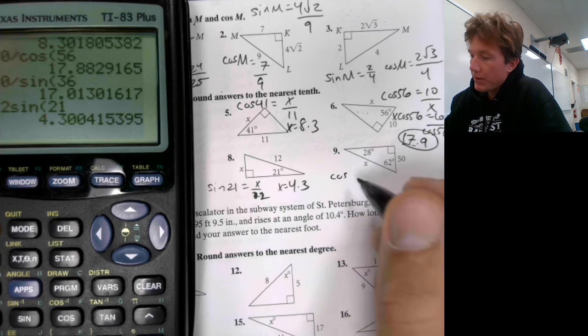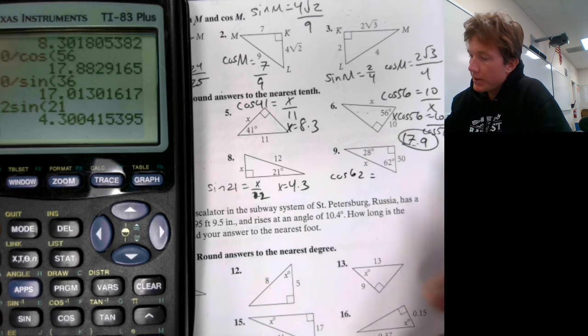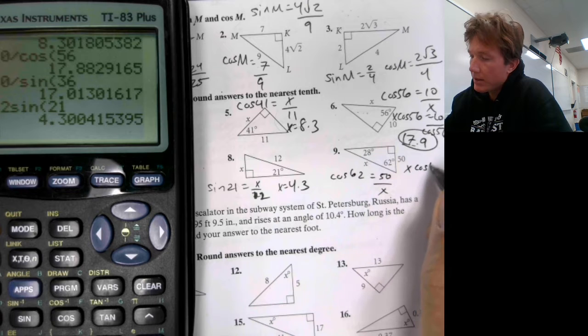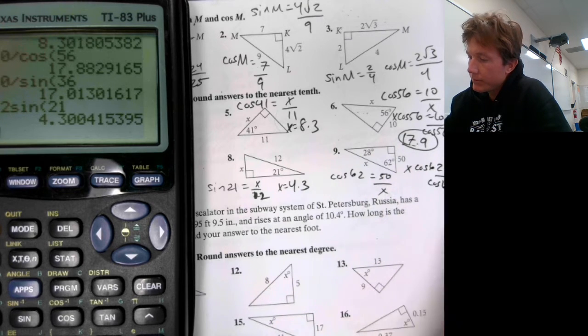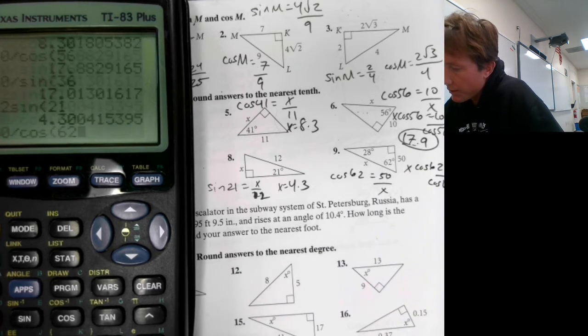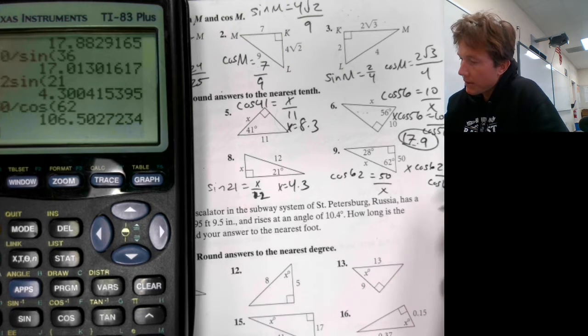Because I like cosine for some reason, I'll use it. Cosine 62 equals 50 over x. That's the adjacent over hypotenuse. Multiply by x, and then divide by cosine 62. So then x will equal 50 divided by cosine 62. So x equals 106.5.